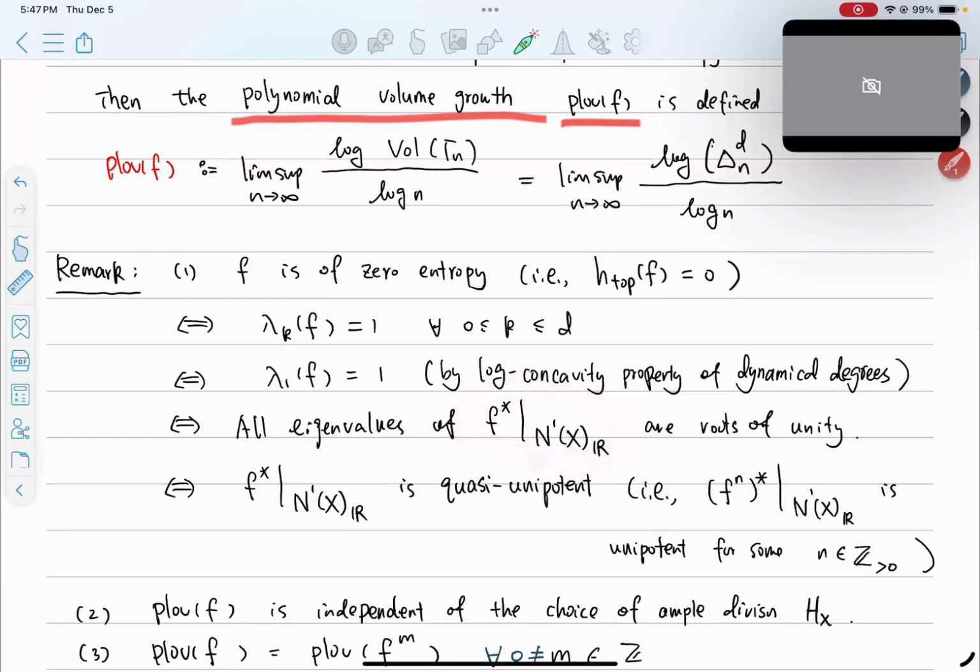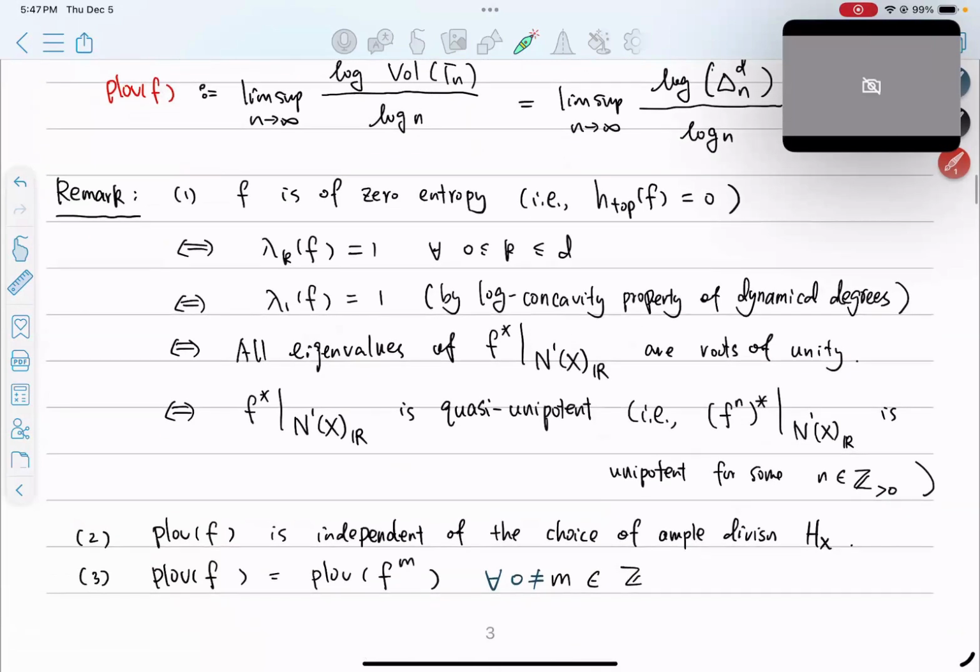So this is algebraic. The characteristic polynomial has integer coefficients, so all roots are algebraic integers. If the maximum spectral radius is 1, then by Kronecker's result, we know all eigenvalues are roots of unity. Since all eigenvalues are roots of unity, this pullback action is quasi-idempotent, which means that up to a certain power, for example f to the n, the pullback is unipotent. All eigenvalues are 1.